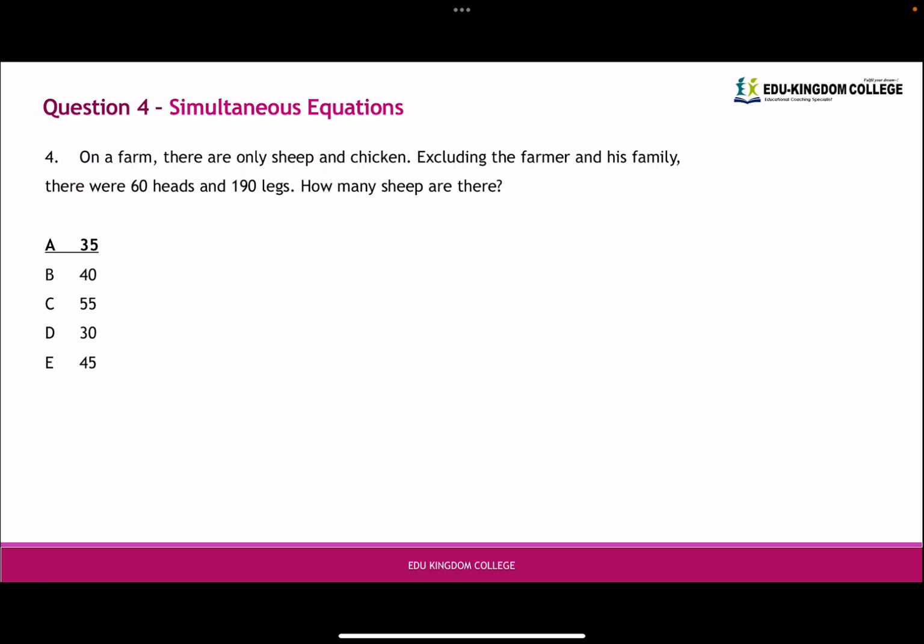Now, on a farm, there are only sheep and chickens, so I'm going to call it S and C. There were 60 heads and 190 legs for just the animals, not the humans. How many sheep are there? So, let's look at legs first. How many legs does a sheep have? 4. So each sheep is going to contribute 4 legs. So I'm going to do 4 times the number of sheep. And chickens have 2. So I'm going to do 4s plus 2c equals 190. Heads. So each sheep has one head. Each chicken has 1 head. So it's just going to be s plus c equals 60.